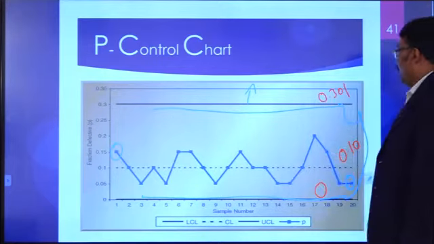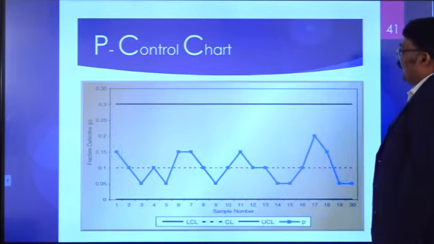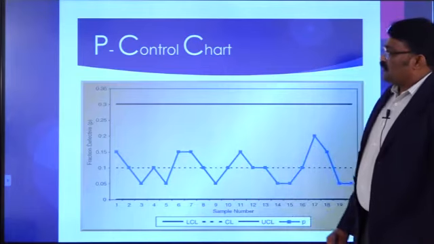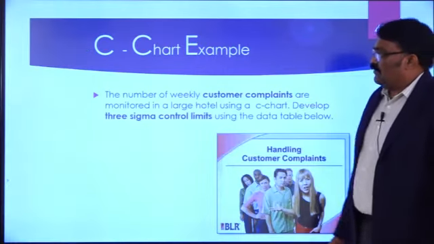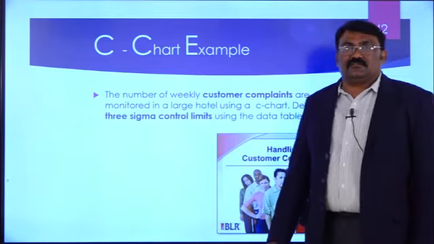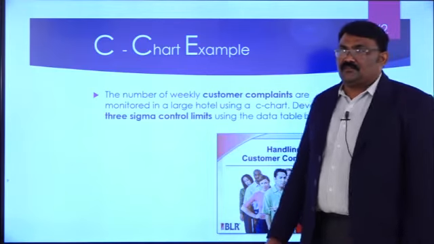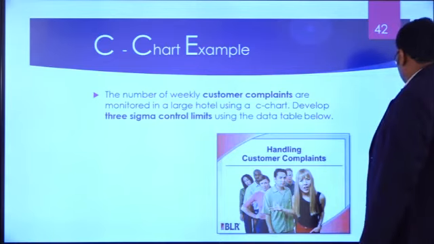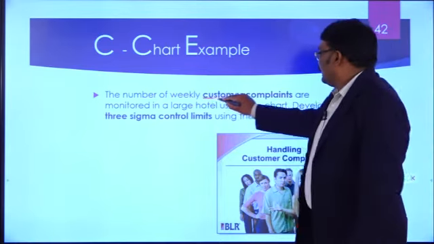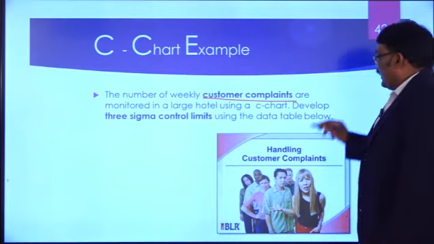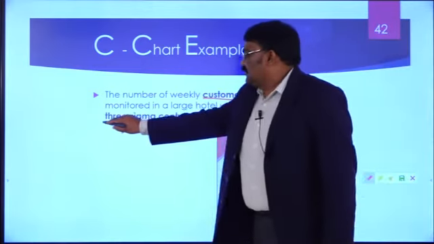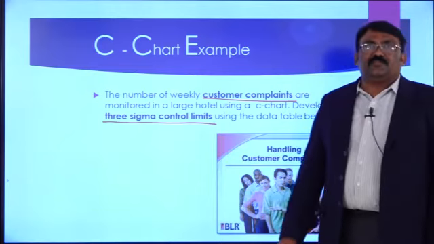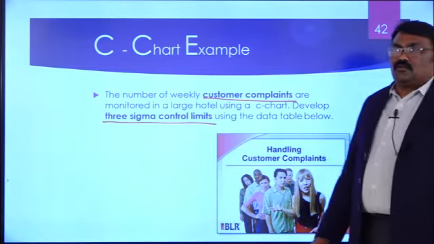Now, this is the P control chart. The P control chart is nothing but the proportional control chart. Next to the P chart, we have the last type of chart, which is called the C control chart. The C control chart is about customer complaints, and here also we take into consideration the 3 sigma control limits, that is the upper control limit and the lower control limit.